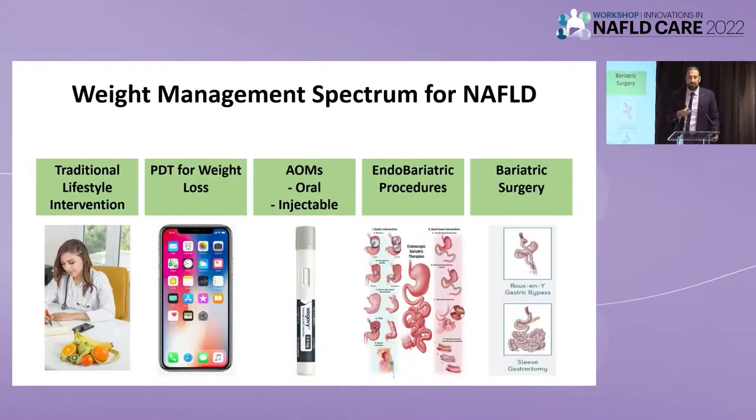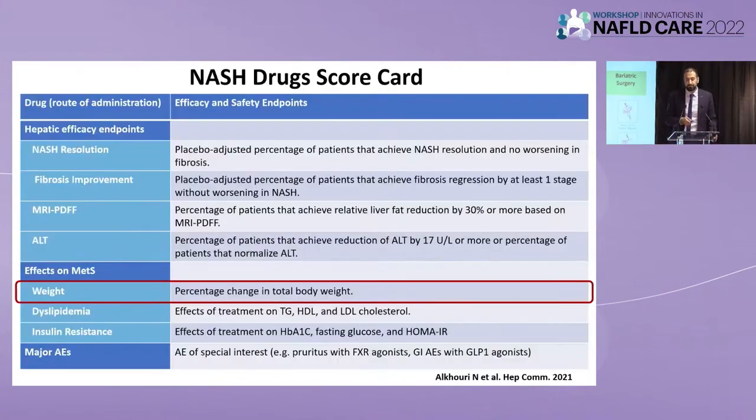So this is the weight management spectrum for NAFLD as I see it. We need to start with lifestyle interventions always, but now we have prescription digital therapeutics and other apps. We have anti-obesity medicines that are oral or injectables. We have endobariatrics and we have bariatric surgery. And we need to consider all these options and not limit our patients to one approach or one intervention.